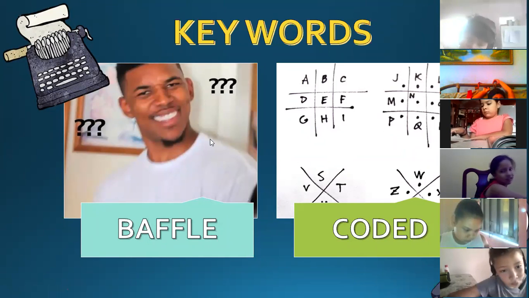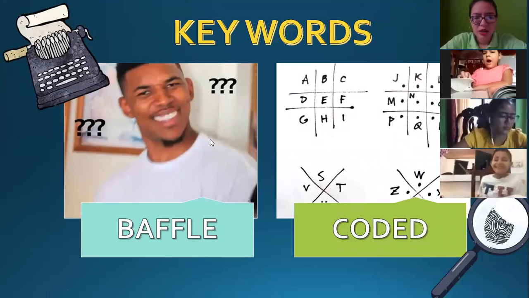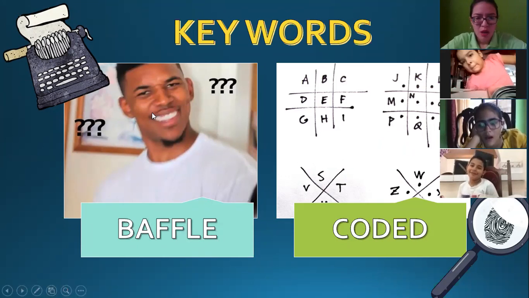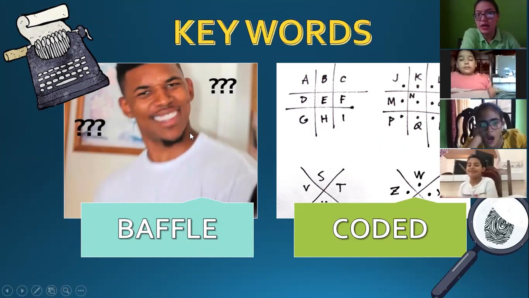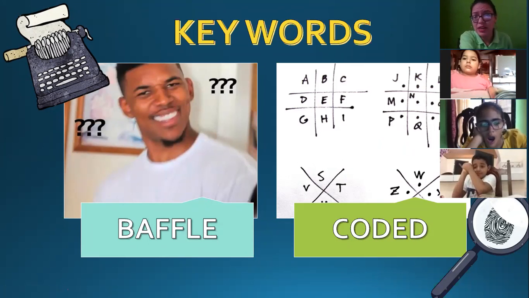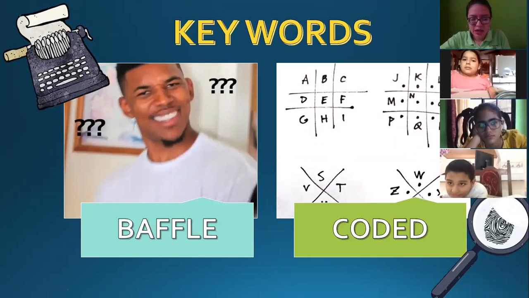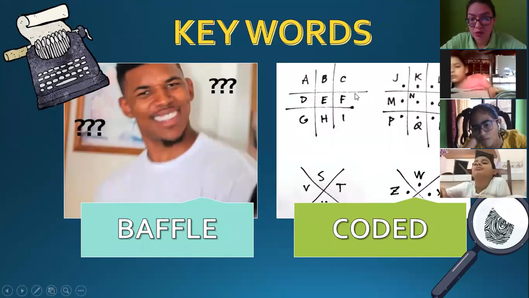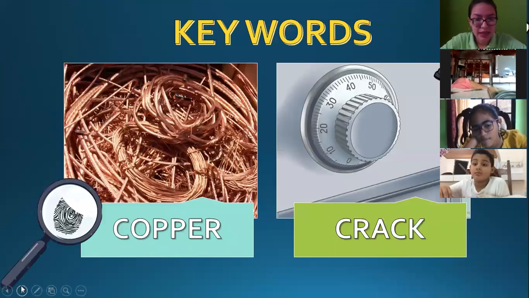So repeat after me, guys. The keywords. Okay, we have baffle. Repeat after me. Baffle. Baffle is when you are surprised and at the same time you are confused. So that is that feeling, surprised and confused. The other one is code. Repeat after me, code. Code is using symbols to hide a message. So over here we have messages, but we don't know. This is our symbols for a message.